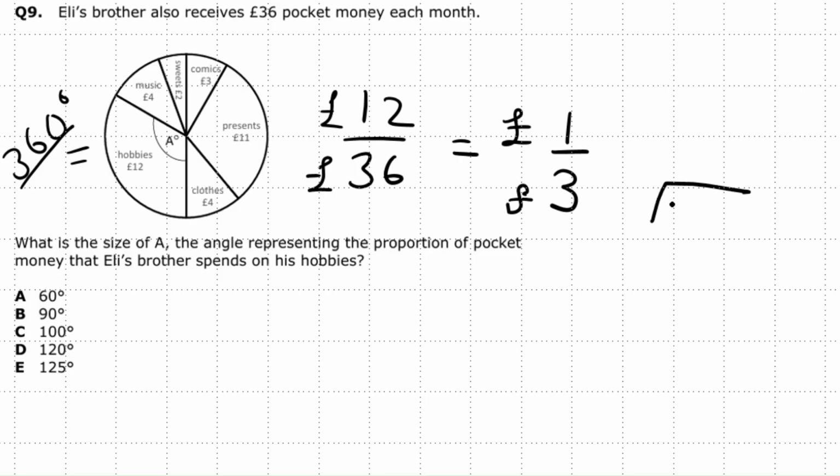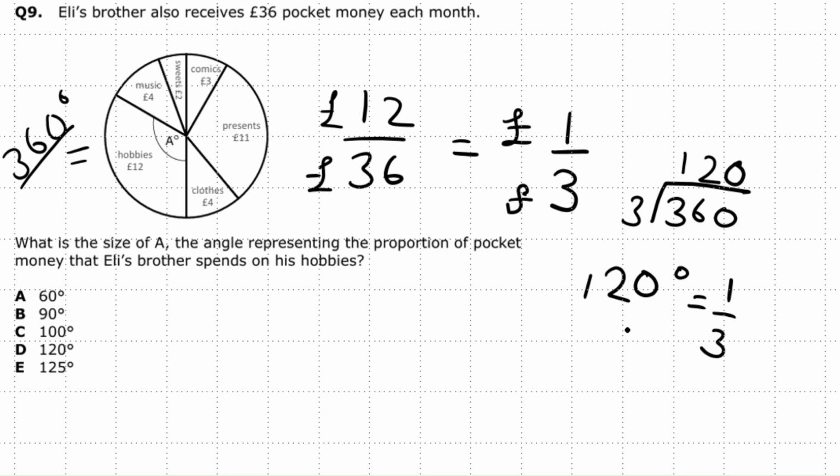So we have 360, 3 times 1 equals 3, 3 times 2 equals 6, and because there's an extra 0 at the end, we bring down the 0. 3 times 0 is 0. So 3 times 120 equals 360. So we know that 120 degrees equals 1/3, which is equal to our hobbies. So we know 120 is the amount of degrees that we have on this pie chart.